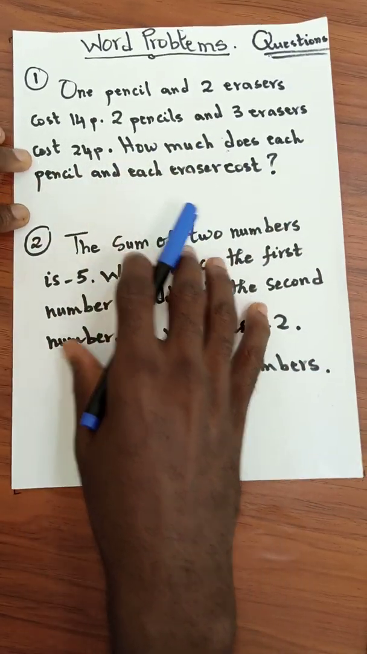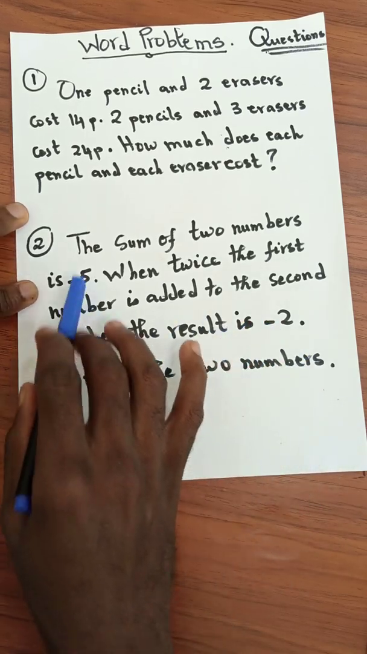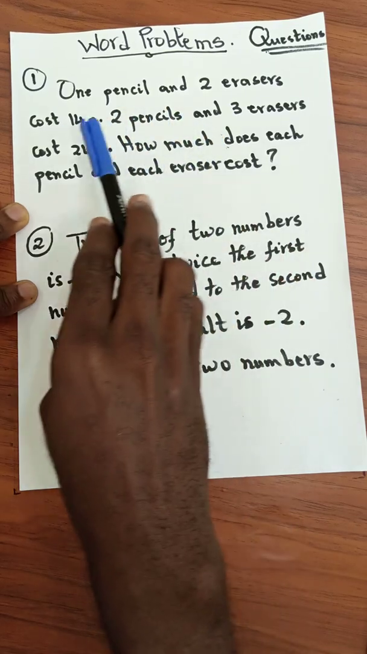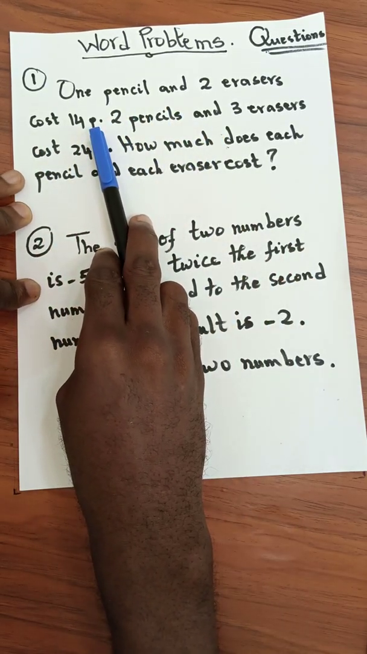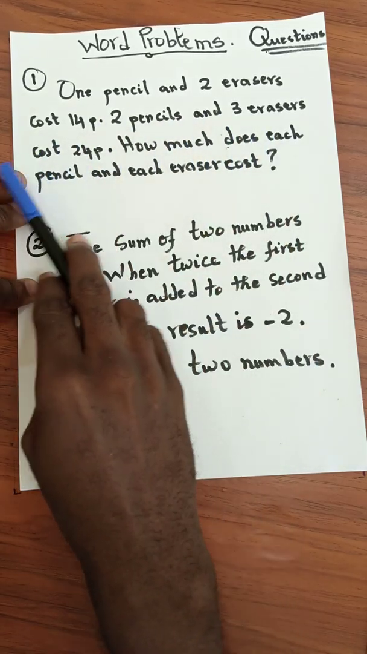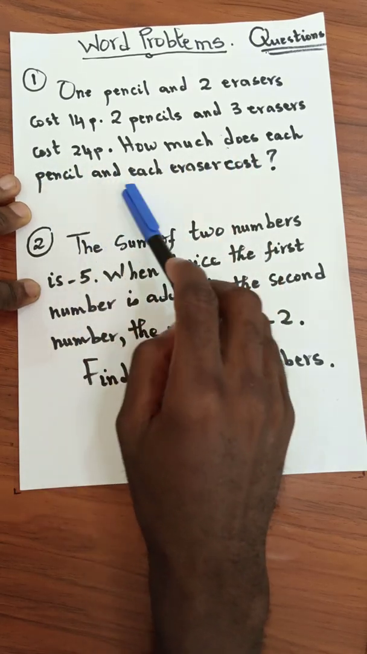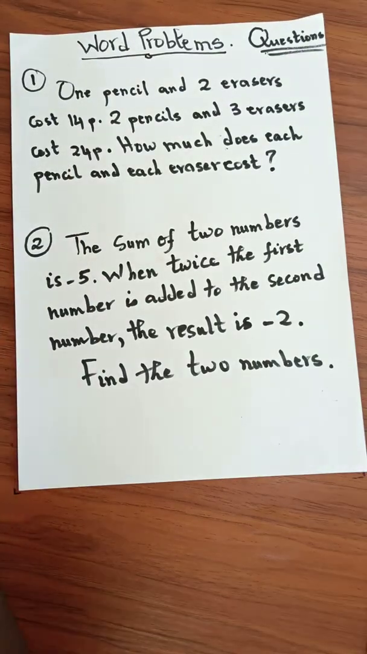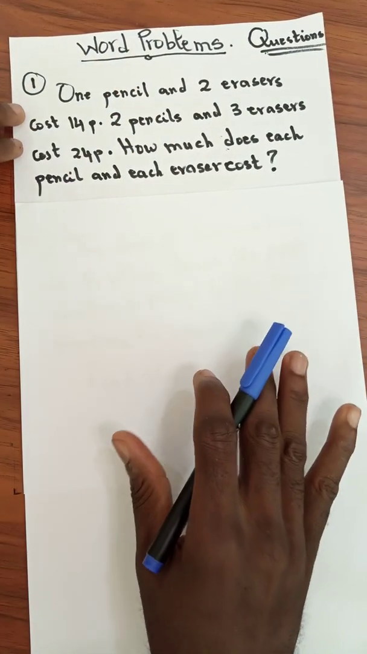We want to tackle these word problems. A lot will keep coming. So say the first question says one pencil and two erasers cost 14 pesos. Okay. So pesos is currency in Ghana. Two pencils and three erasers cost 24 pesos. How much does each pencil and each eraser cost? Okay. So how do we solve this kind of problem?